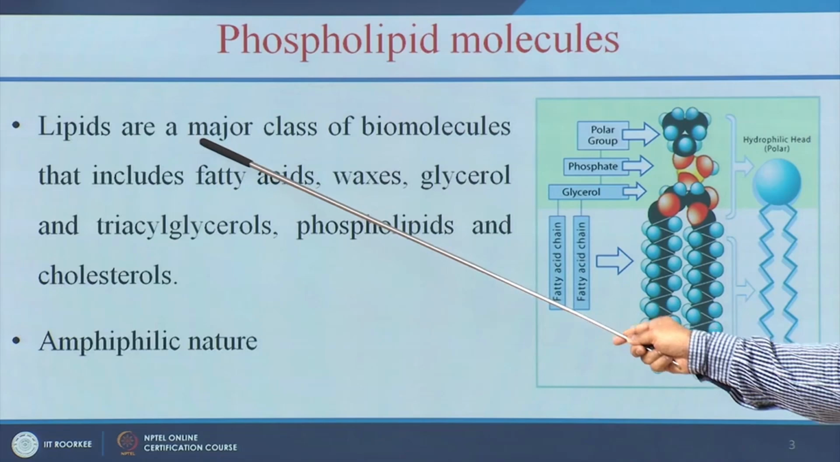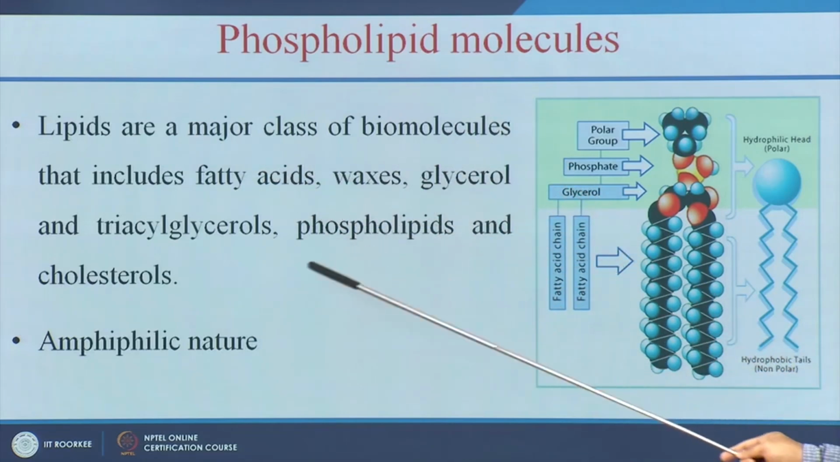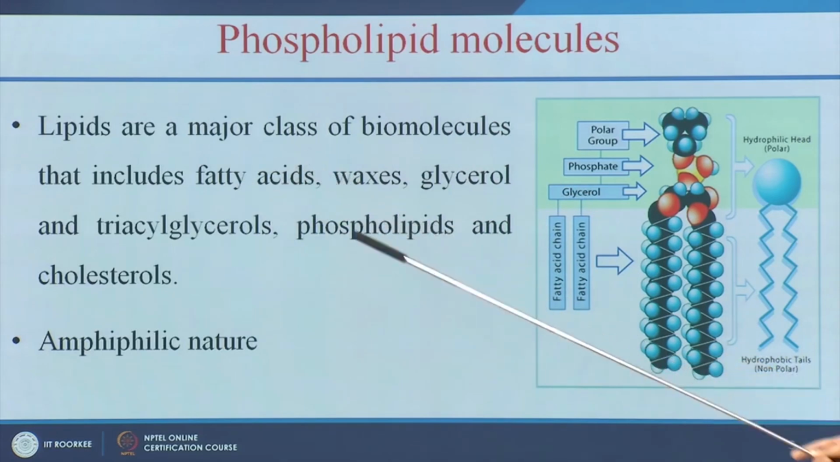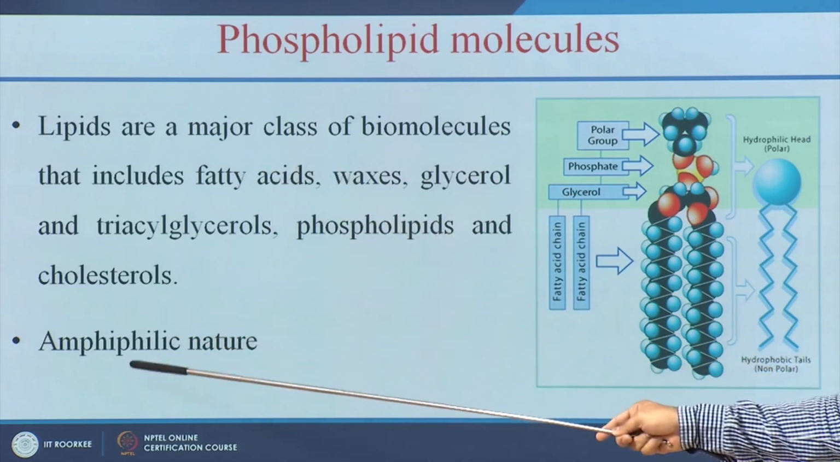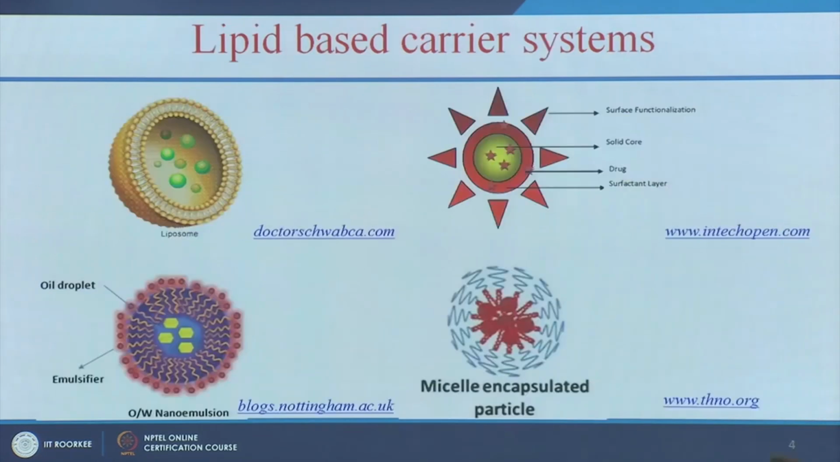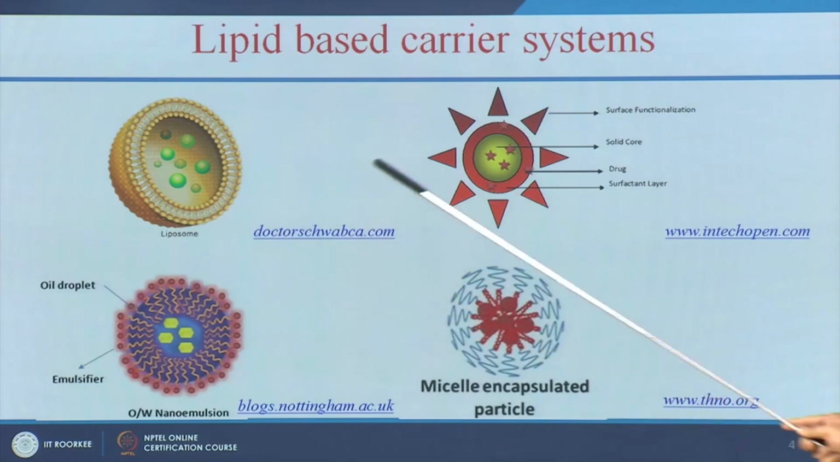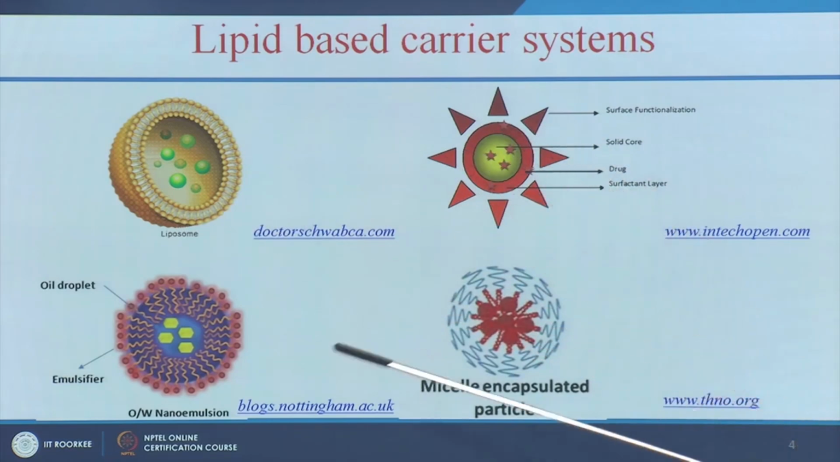Lipids are the major class of biomolecules that includes phospholipids, cholesterols and fatty acids. Lipids are amphiphilic in nature, that means they have a hydrophilic polar head and a hydrophobic, non-polar tail. These are the various lipid based carrier systems: this one is liposome, this is solid lipid nanoparticles, this is nano emulsion, and this is micelle. In this lecture we are going to learn all these lipid based carrier systems.